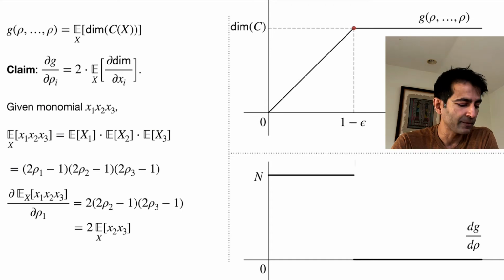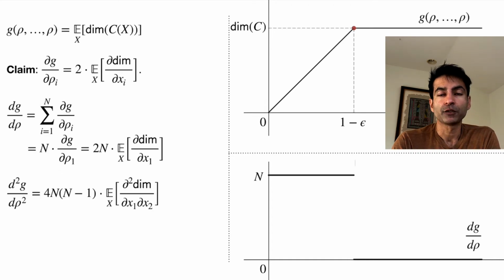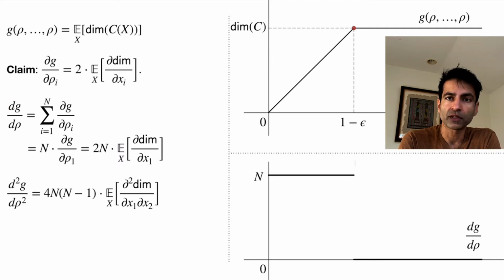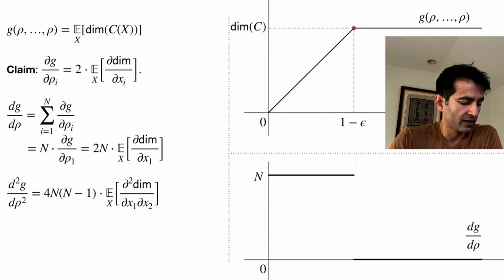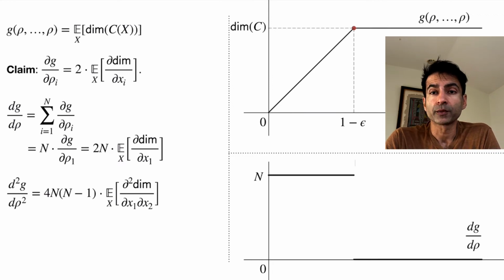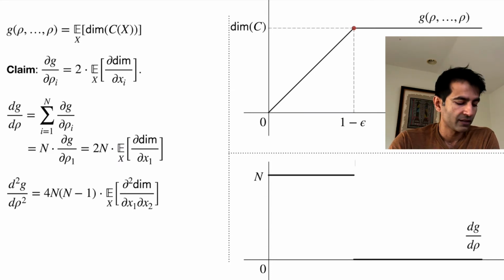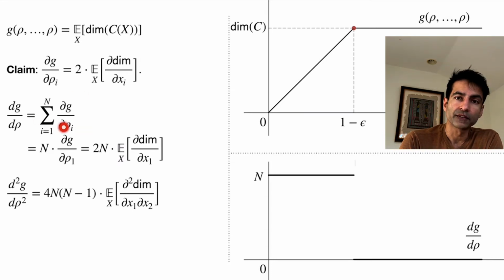So that's the first claim, and that means that now I can use the chain rule from calculus to express the derivative of g with respect to rho as the sum of the partial derivatives of g with respect to each of the variables. Okay, so that's the chain rule. And because the underlying code we're working with here is very symmetric, in particular it's transitive, it's actually 2 transitive, all of these partial derivatives must be the same.